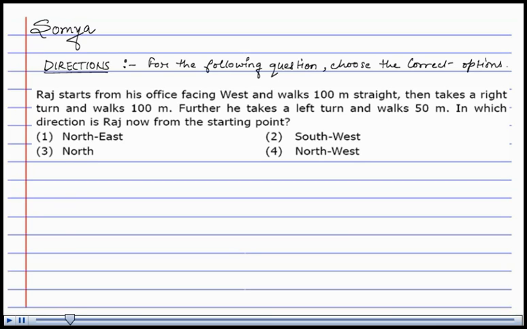And the question is, Raj starts from his office facing west and walks 100 meters straight, then takes a right turn and walks 100 meters. Further, he takes a left turn and walks 50 meters. In which direction is Raj now from the starting point?